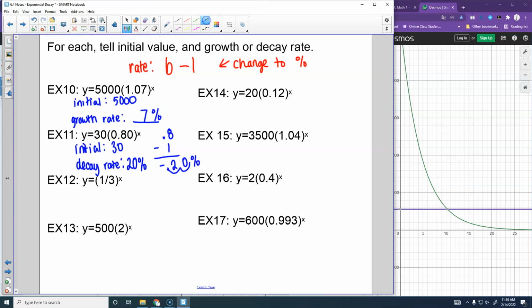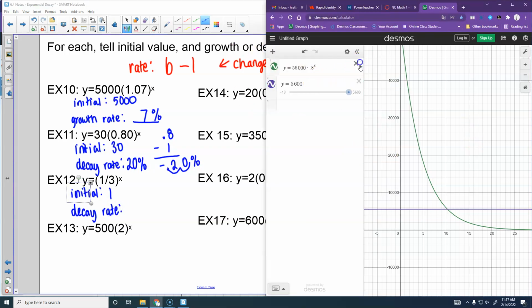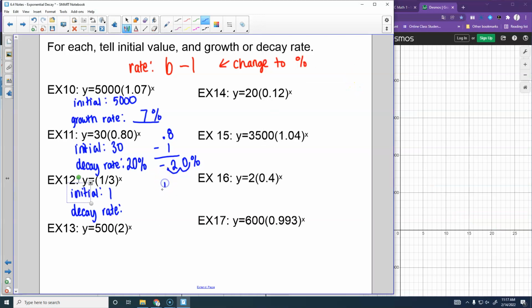All right, for 12, Vince, what's our initial value there? It's missing, isn't it? What number is it going to be when it's missing? 1. Okay, so if you don't have an initial value, it would be 1. Let's see. Wade, is this going to be growth or decay? Decay. All right, so you can do the same thing that we've been doing. We're going to do 1/3 minus 1. What is 1/3 minus 1?